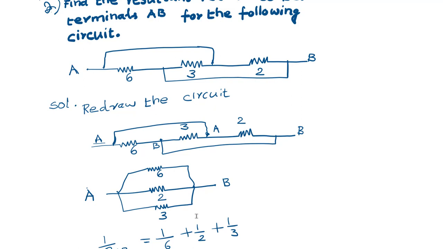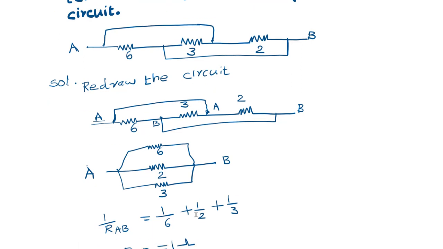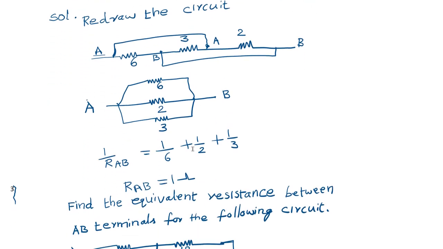So what is the question? Find out what is the resultant resistance between terminals A and B. So we know for parallel circuit, for getting the resultant resistance, we write like this: 1 by RAB, RAB means resultant resistance between terminals A and B, is equal to 1 by 6 plus 1 by 2 plus 1 by 3. Once we simplify it, we get RAB is equal to 1 ohm.